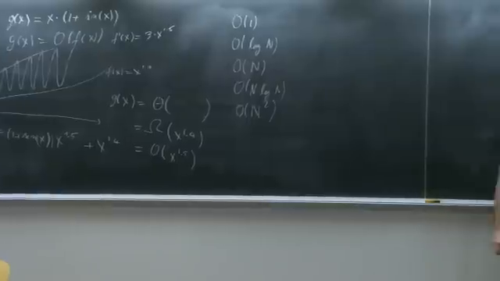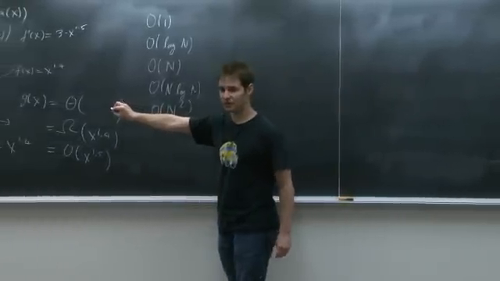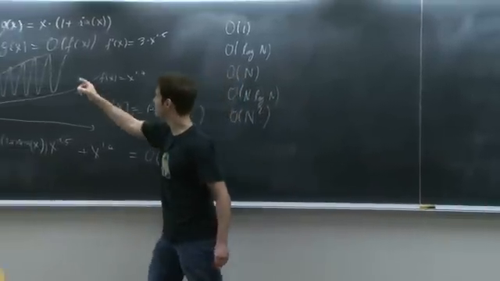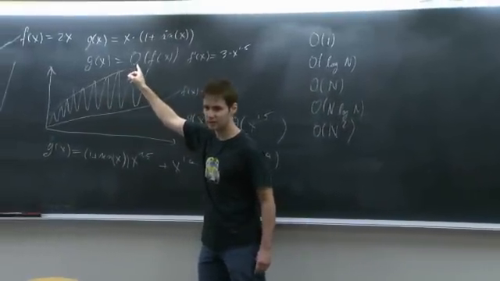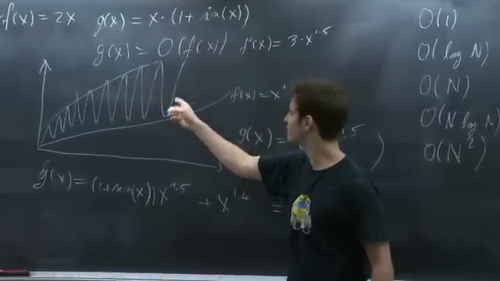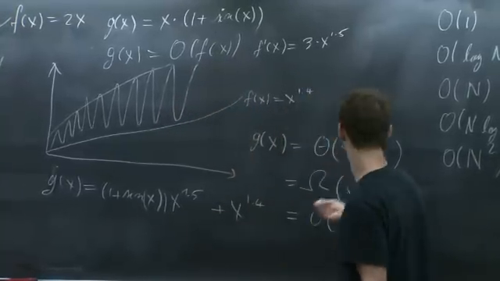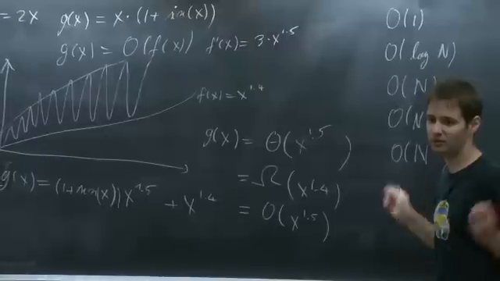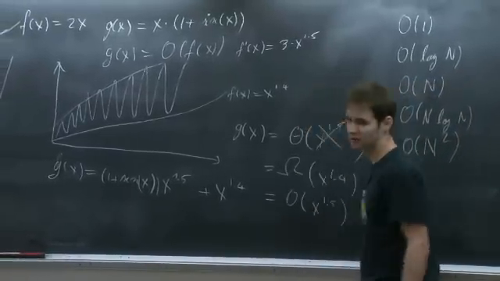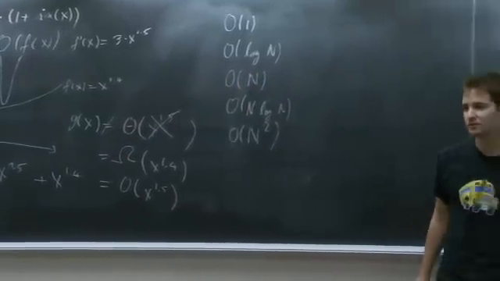So why did you leave the theta one blank for g of x? Because whatever I put here is going to be wrong. If I put x to the power of 1.5, this is wrong because I can have an upper bound that has x to the power of 1.5 in it, but I can't have a lower bound like that because this function hits x to the power of 1.4 in infinitely many points. If I try x to the power of 1.4, same deal. Lower bound, yes. Upper bound, no. So whatever I put in here is going to be wrong. Thank you. Good question.